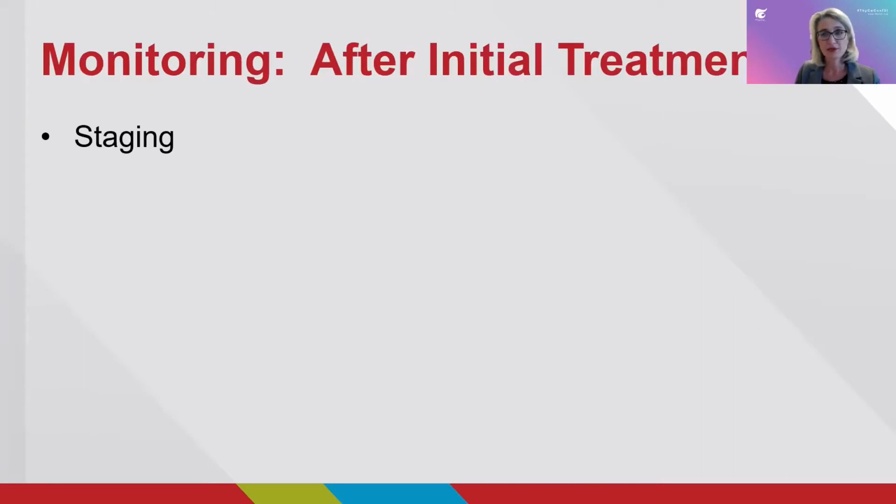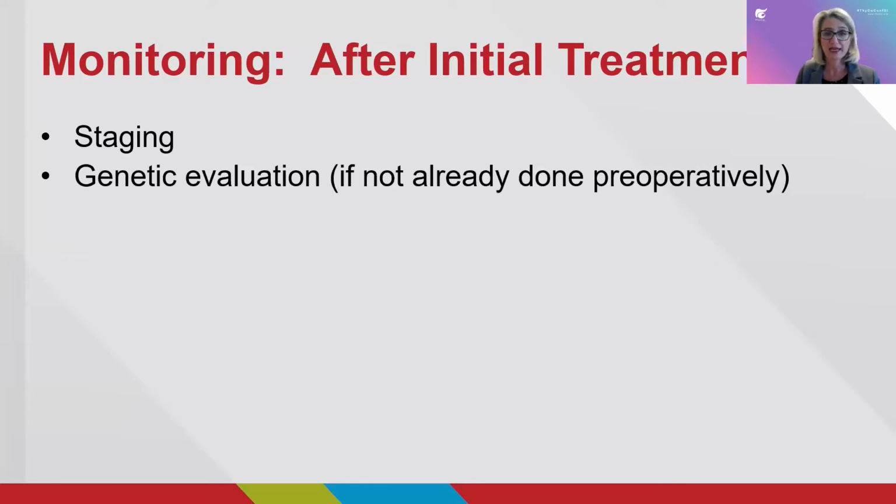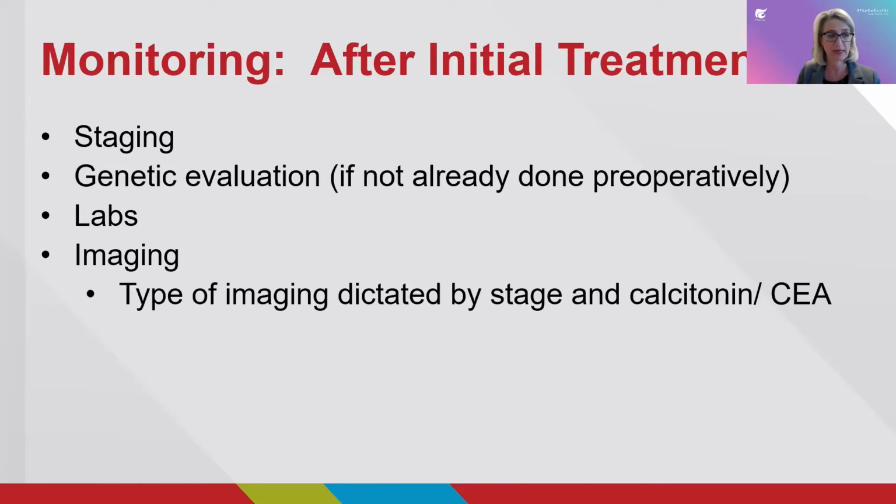So once you have had surgery, then staging is the next thing that we think about. Genetic evaluation: if this was a surprise, let's say you did not know it was medullary before you went to surgery, and they thought maybe it was a different type of tumor, then that is important to do after the fact. Labs are going to be important to follow post-operatively. Imaging, and the type of imaging, may be different for each person depending on their stage, their calcitonin, and their CEA levels. So it may be that no two people get exactly the same monitoring schedule.